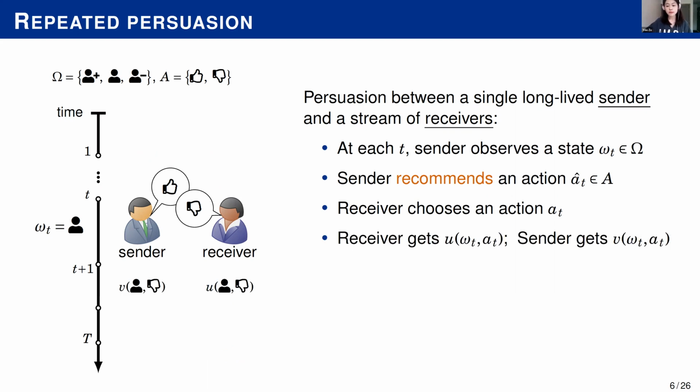Finally, both the sender and the receiver get the payoff that is relevant to the state realization and the action chosen by the receiver. We assume that the receiver is myopic and the sender cares about the total payoff that is achieved through the time horizon.